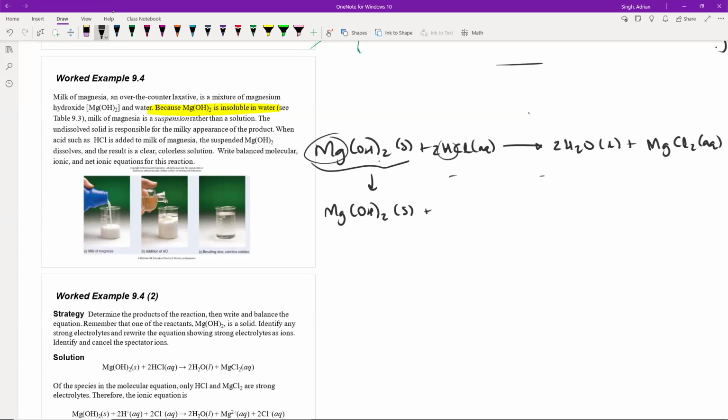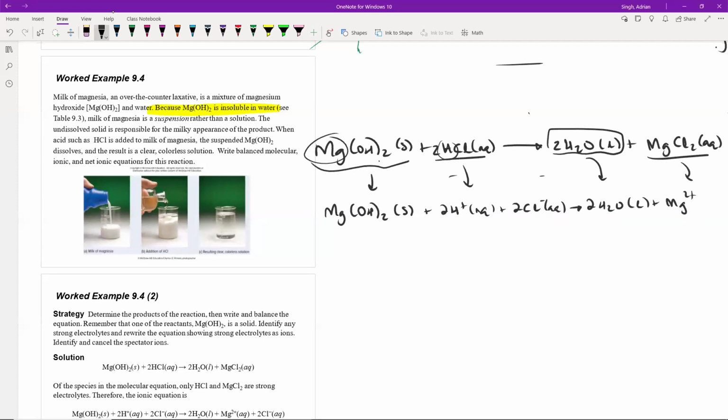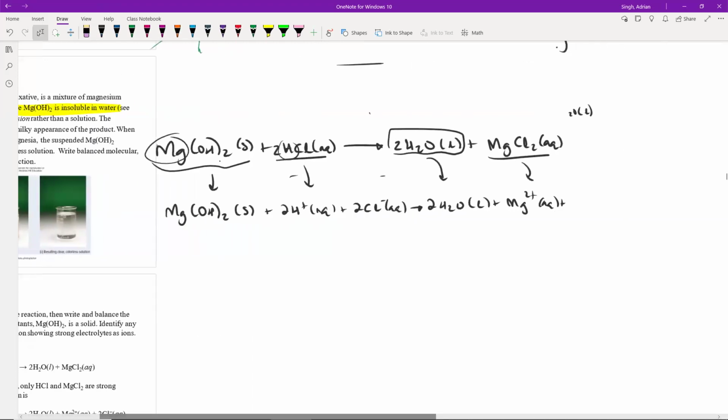So we have our Mg(OH)2 solid. Our HCl here, that's aqueous, so we get 2 H pluses aqueous, and 2 Cl minuses aqueous, to produce our water. We are going to keep liquids together, just like solids. We're not going to break that apart. We have 2 H2O liquid. And then the MgCl2 is aqueous. We get Mg2 plus aqueous, plus 2 of the chlorides, the other half of that compound, 2 Cl minuses there as well.